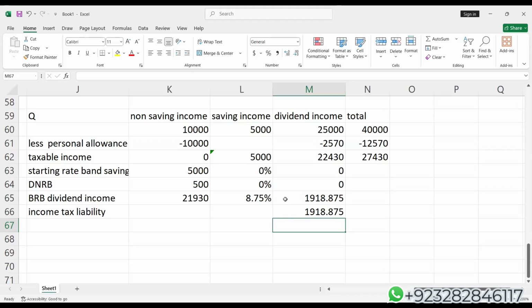Whenever you come across a scenario where the entire saving income falls in the starting rate band, then the personal allowance allocation sequence changes. Obviously, first non-saving income, then the remaining personal allowance will be deducted from the dividend income instead of saving income.